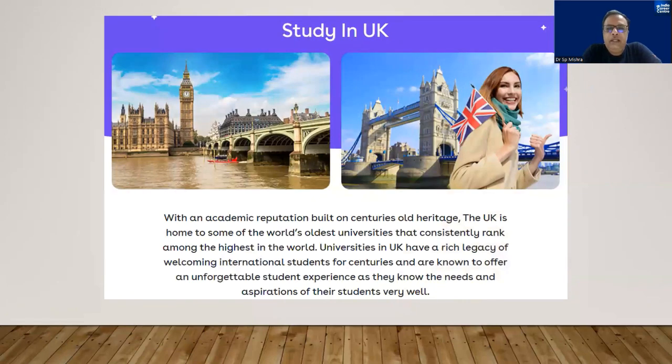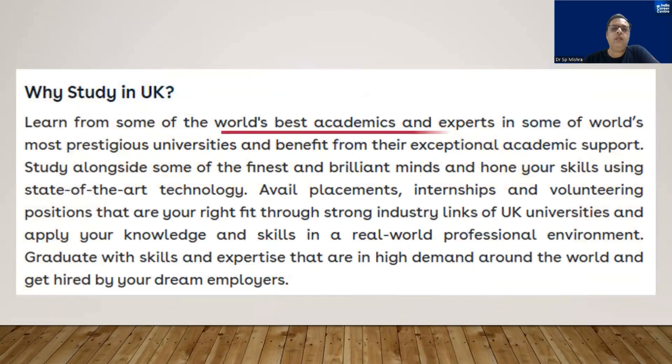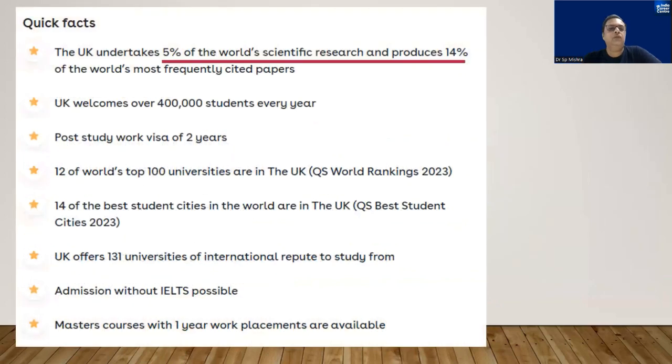And then the most popular destination is UK, which has got one of the oldest university system in the world. And obviously, they are known for best academics and expertise. World's most prestigious universities are there. So UK undertakes about 5% of world's scientific research and produces about 14% of the world's most cited papers. I mean, research and development is something which is a big focus area.